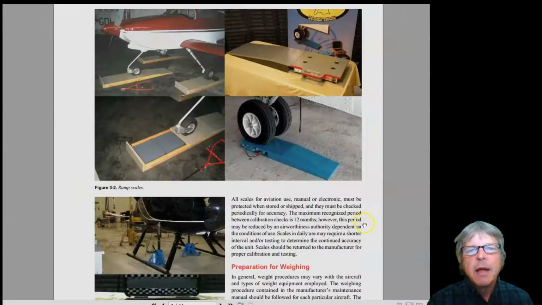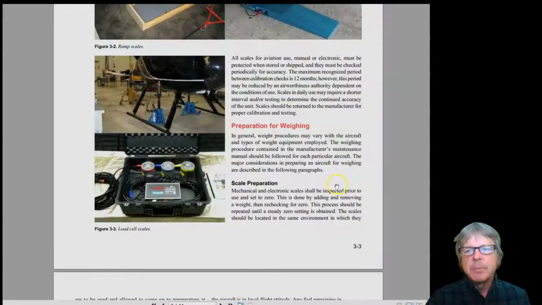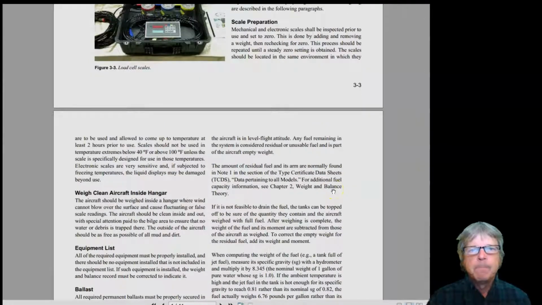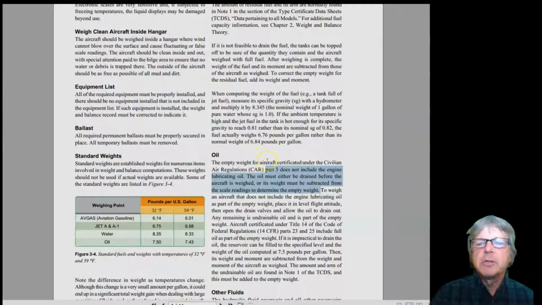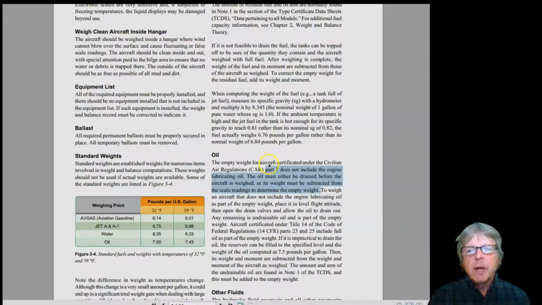There's requirements for that. We look at the different types of scale, platform scales that you can pull an airplane up on. We've got different examples of scales at Cincinnati State. You weigh the airplane clean, you clean the hangar, you close the doors. You always try to weigh the airplane inside, because weighing it outside, if there's wind, it can affect the weight and balance.